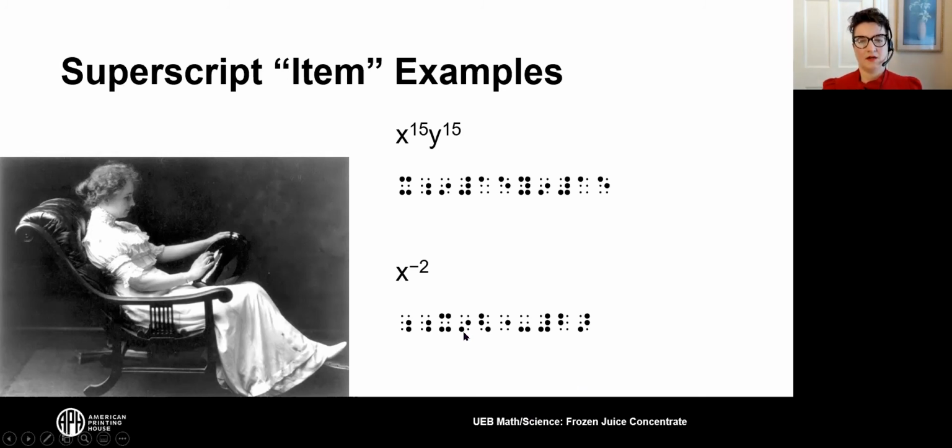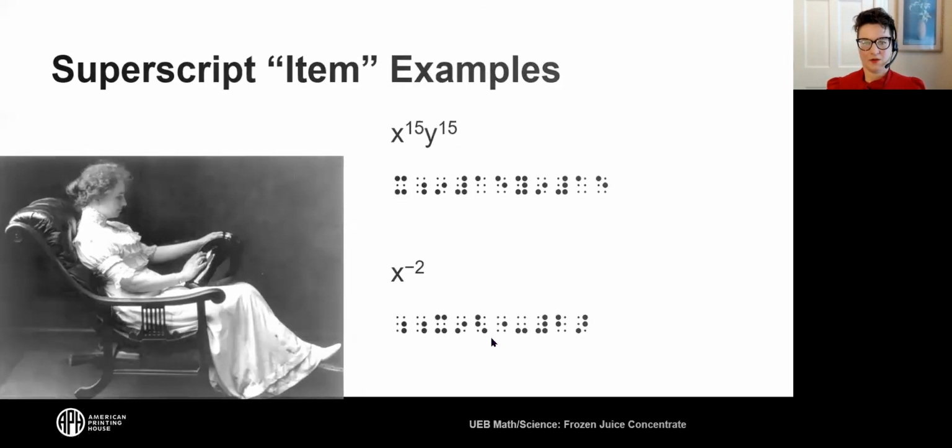Here we need a grade 1 word indicator so that neither our superscript indicator nor our opening grouping indicator can be misread as their grade 2 meanings, which is the contraction in and the contraction GH.